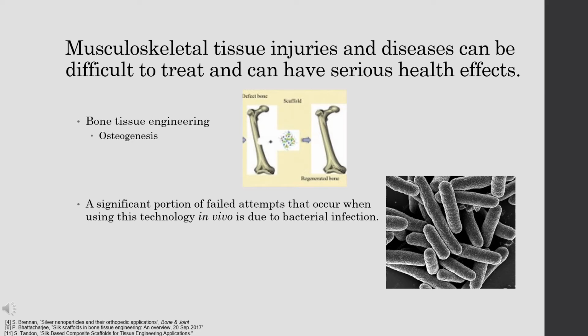Musculoskeletal tissue injuries and diseases can be difficult to treat and can have serious health effects. This is becoming increasingly important because as the world population continues to grow, so does the amount of people who are affected. Bone tissue engineering provides a very promising solution. Osteogenesis, the formation of bone, can be facilitated by specific biomaterials and methods. I will focus on the design and engineering of cell scaffolds for this purpose.